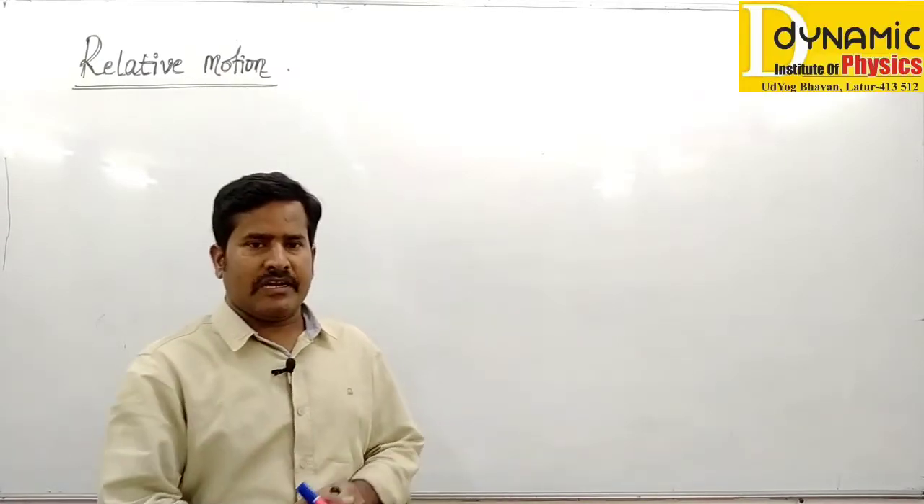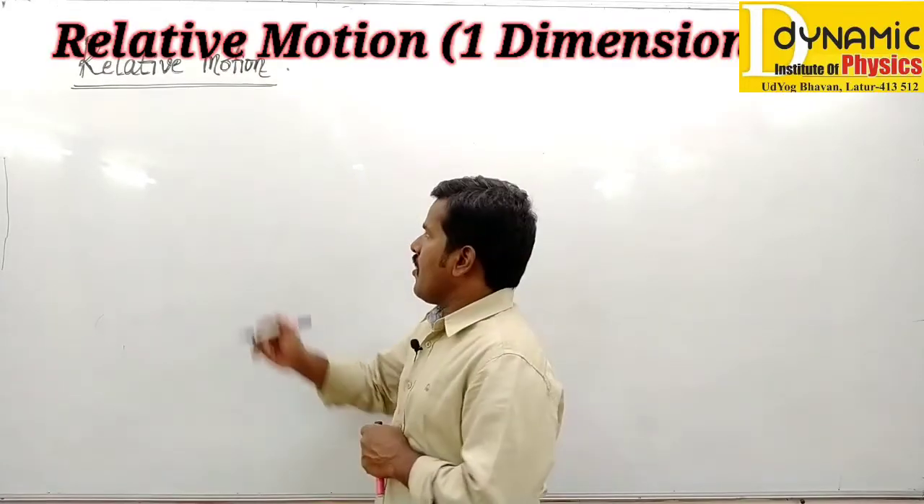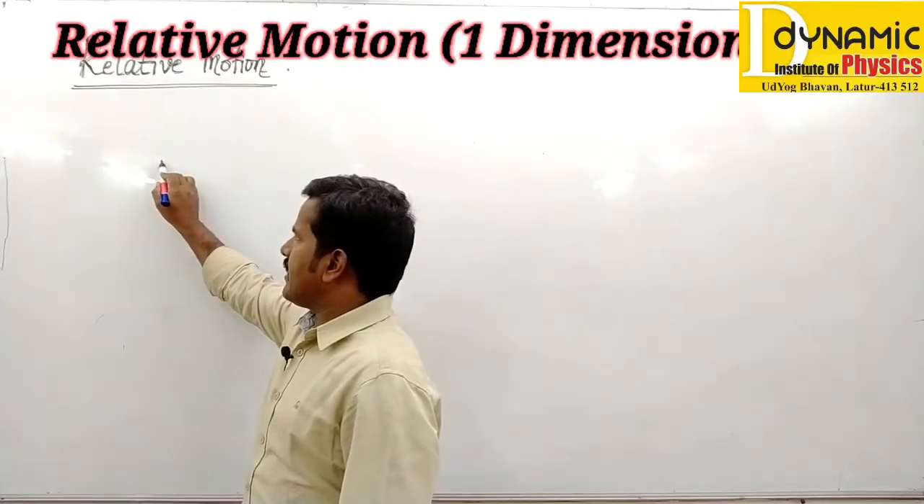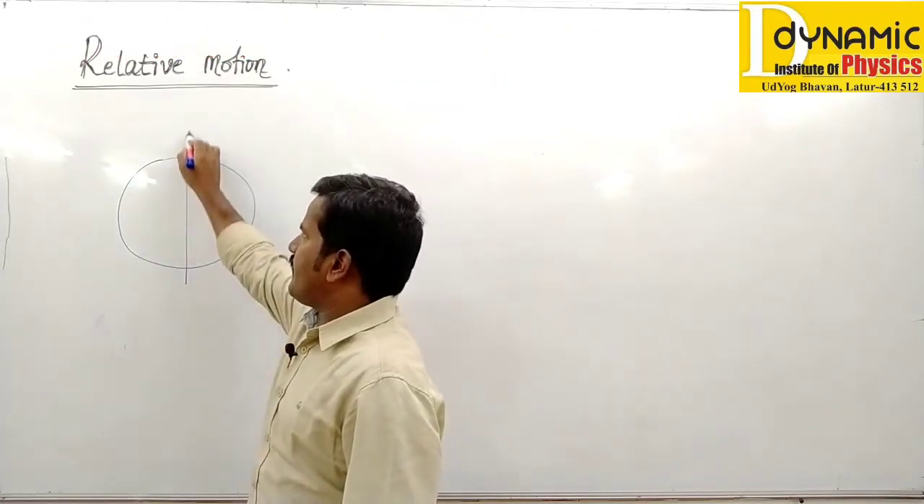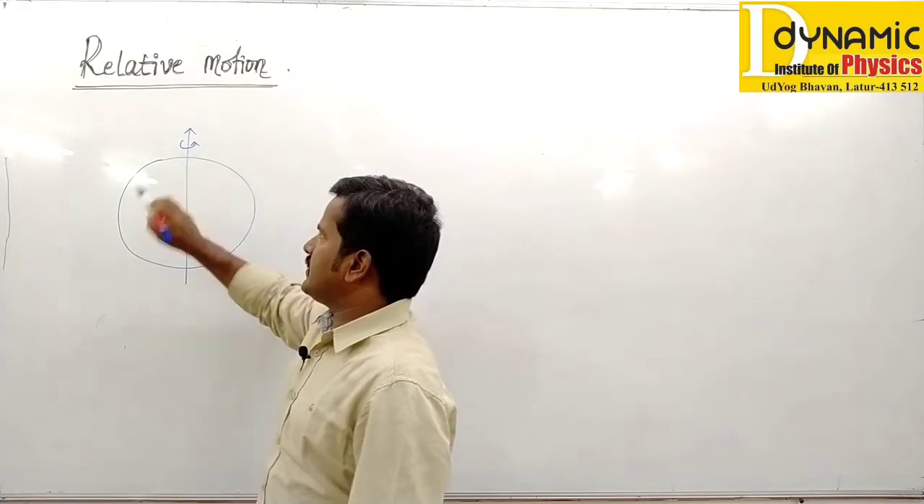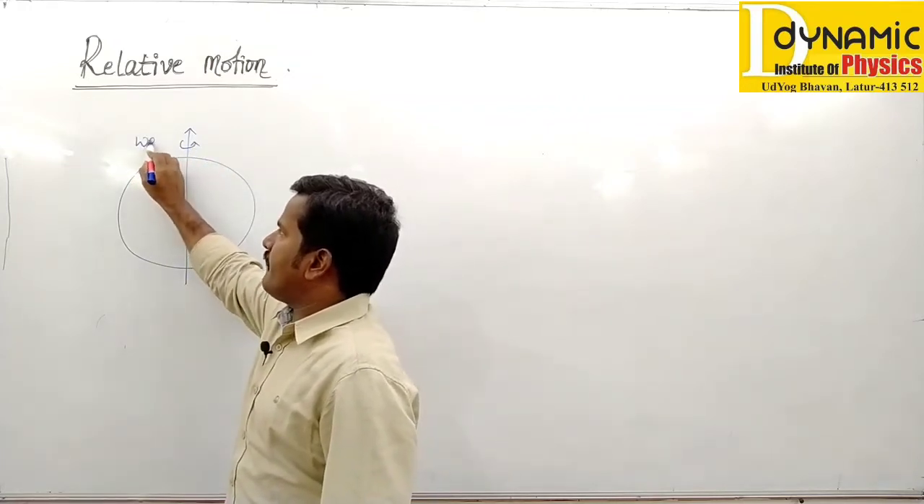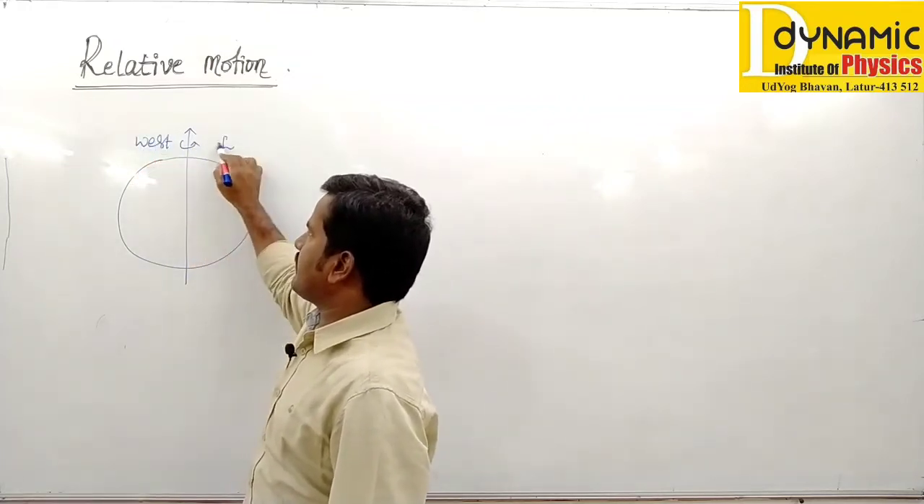In relative motion, one-dimensional example: Earth's self-rotation. You know that the Earth rotates from west to east.